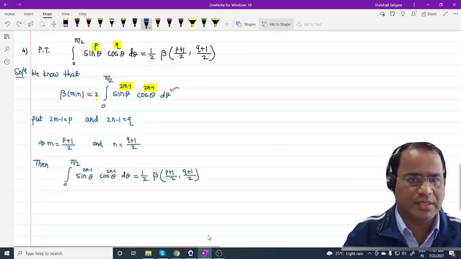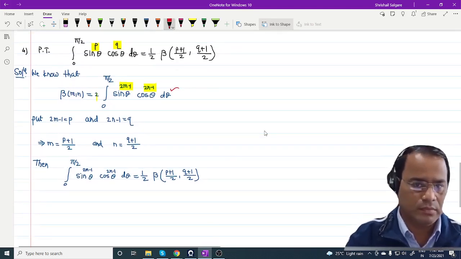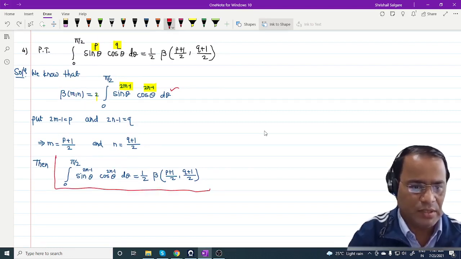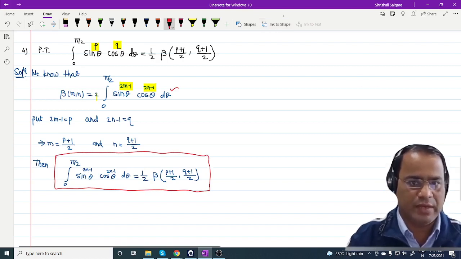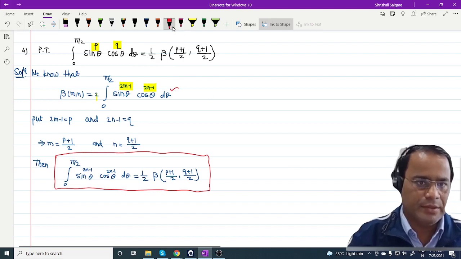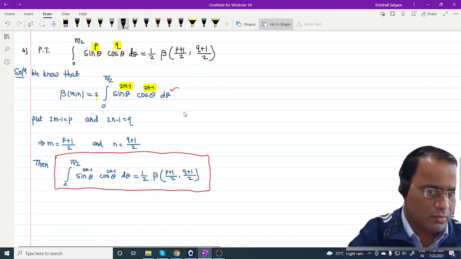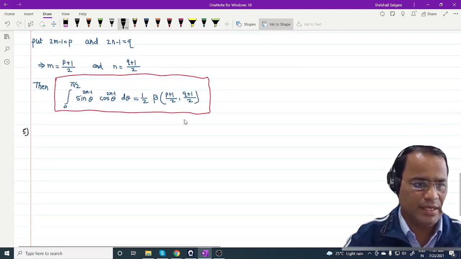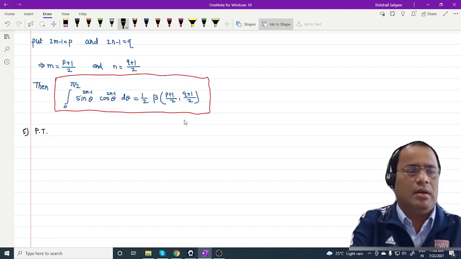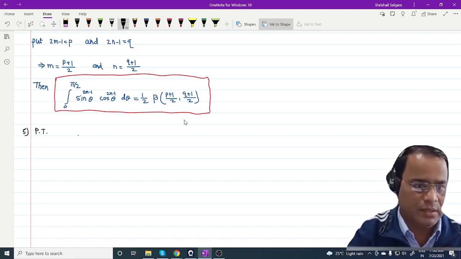Any doubt up to this? One is the next property. So this property we will use to evaluate the integrals. Okay. Now continue to the next one. Now the same integral we will write in terms of the gamma function. That means integral 0 to pi by 2. Now this proof I will not write, because simply you have to use the relation between beta and gamma function. Integral 0 to pi by 2 sin theta raised to p.